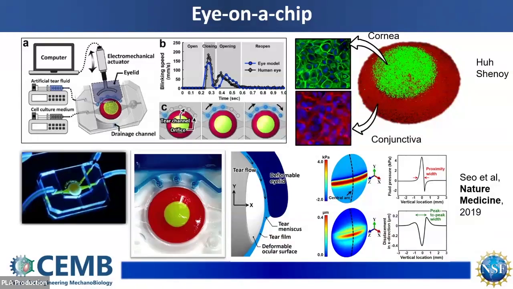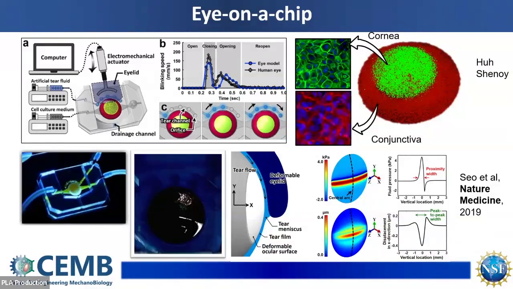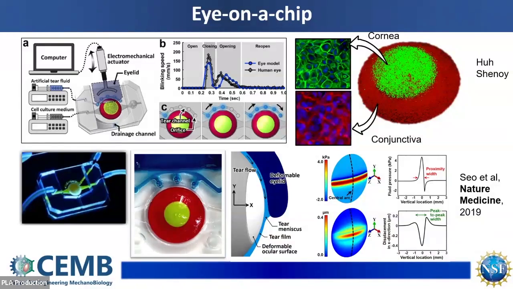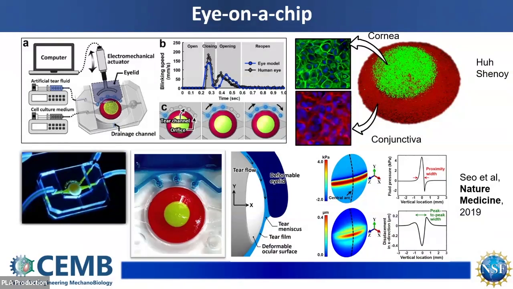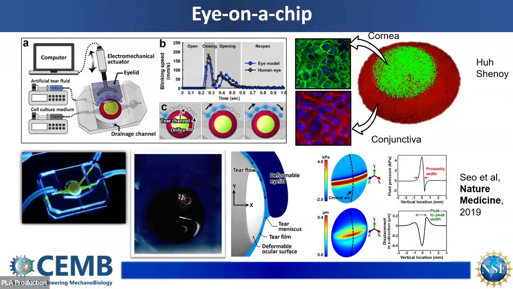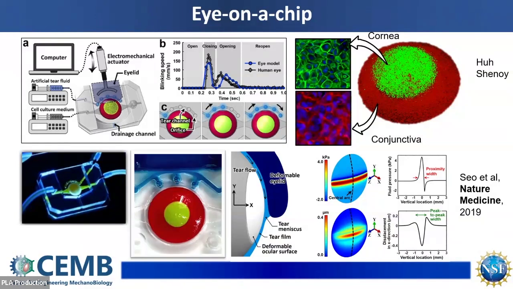And then another interesting one, and always neat to look at, is this blinking eye. This is an ocular surface that was recreated here on a chip system. The hydrogel is an electromechanical actuator that goes across the surface of the eye. So you've got the cornea cells and the conjunctiva cells, epithelial cells, that are present.